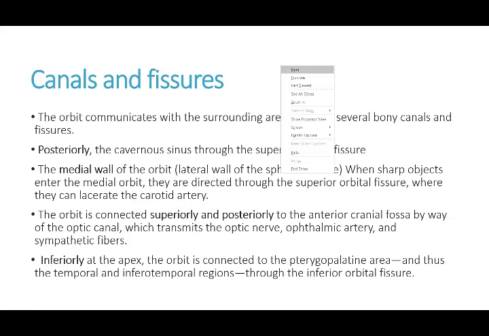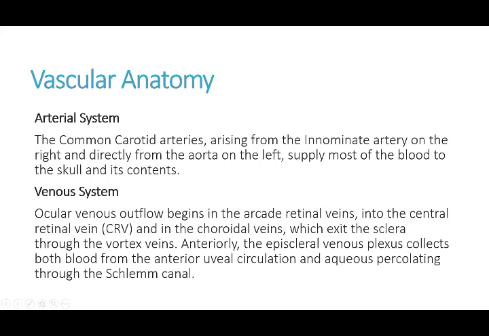Now, a little bit about the vascular anatomy. This is just a revision to refresh your mind before we start talking about the neurology. The arterial system: the common carotid arteries, arising from the innominate artery on the right and directly from the aorta on the left, supply most of the blood to the skull and its contents, including the orbit.